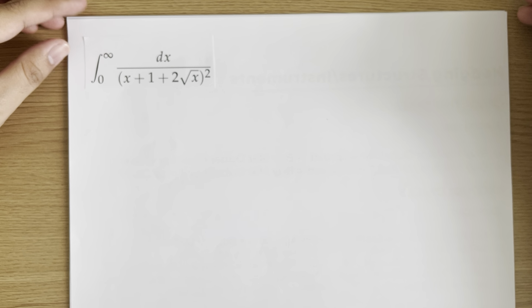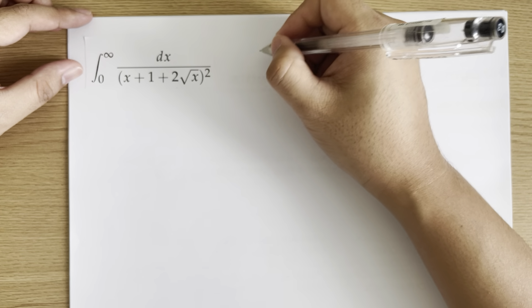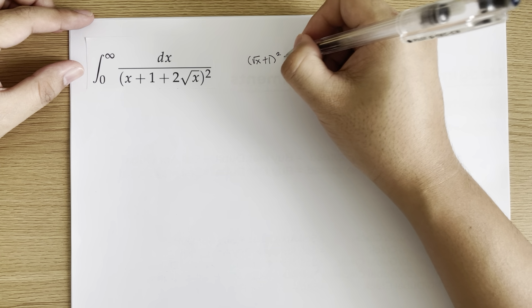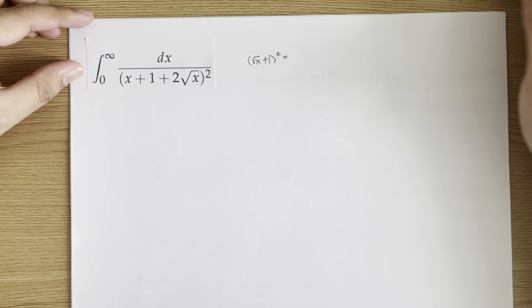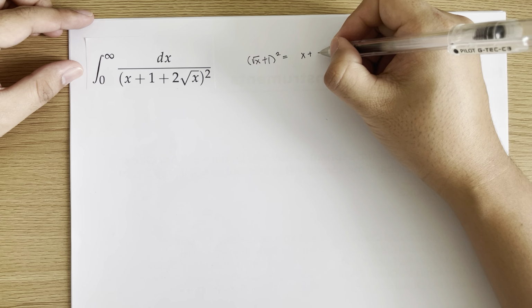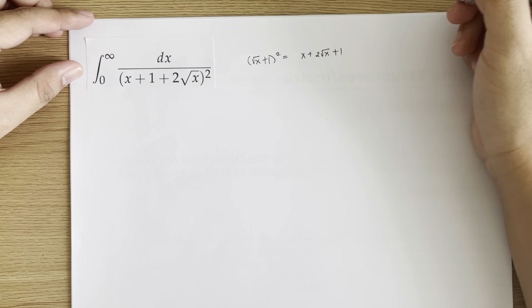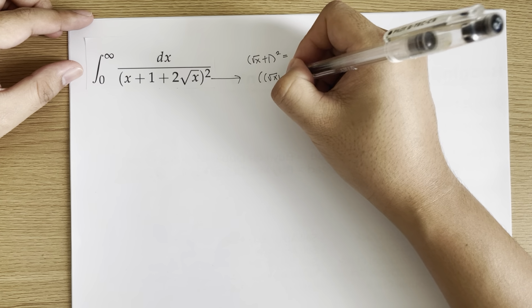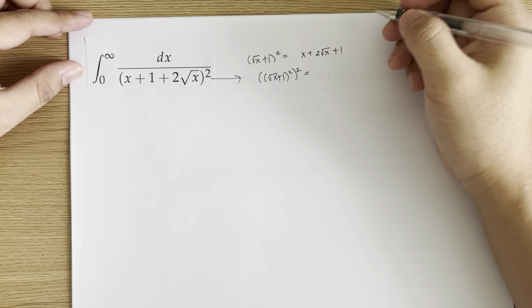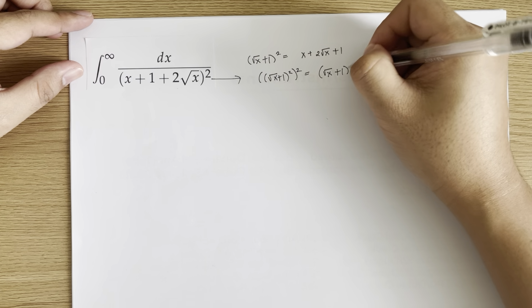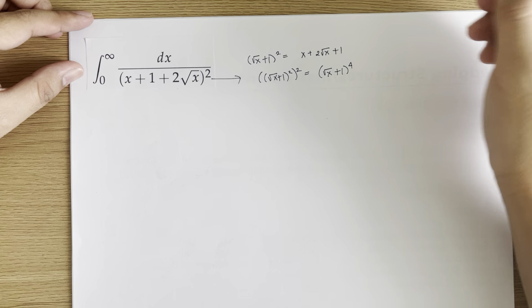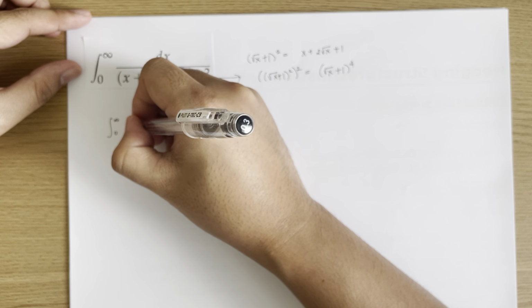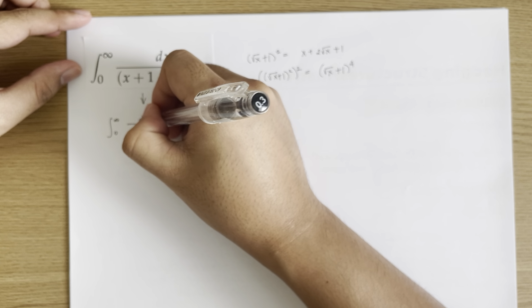Now the key here is to note that the denominator is equivalent to the square of a binomial. So (square root of x plus 1) quantity squared is equal to x plus 2 square root of x plus 1. So this denominator would be equivalent to (square root of x plus 1) squared squared, or simply (square root of x plus 1) to the 4th. So our integral becomes the integral from 0 to infinity of dx over (square root of x plus 1) to the 4th.